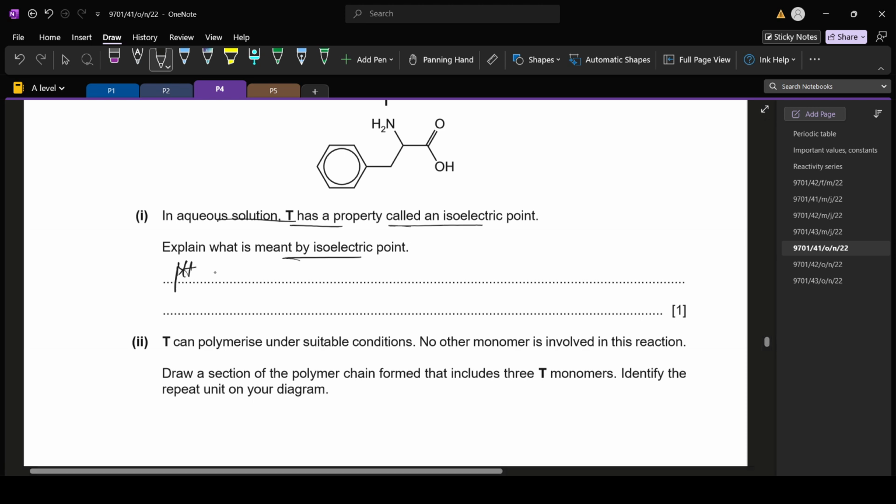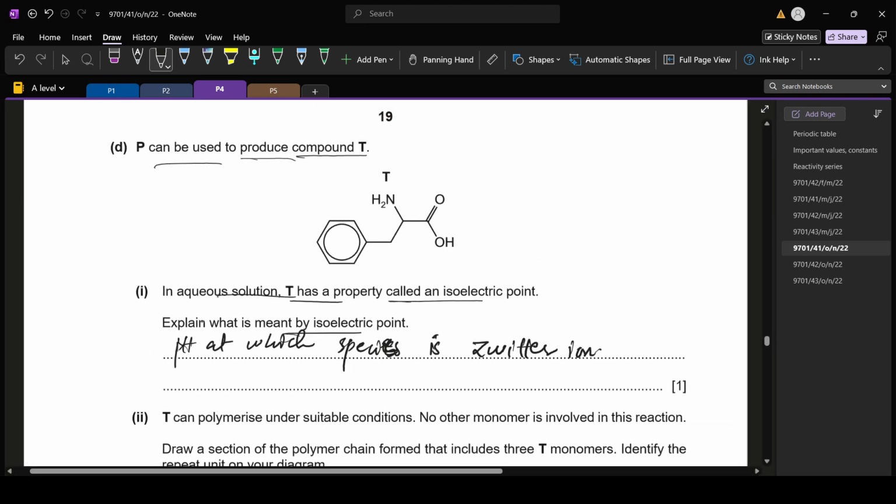So it is the pH at which the species is a zwitterion. Or you can say that it is the pH at which the species has no overall charge. You can also write that as well.